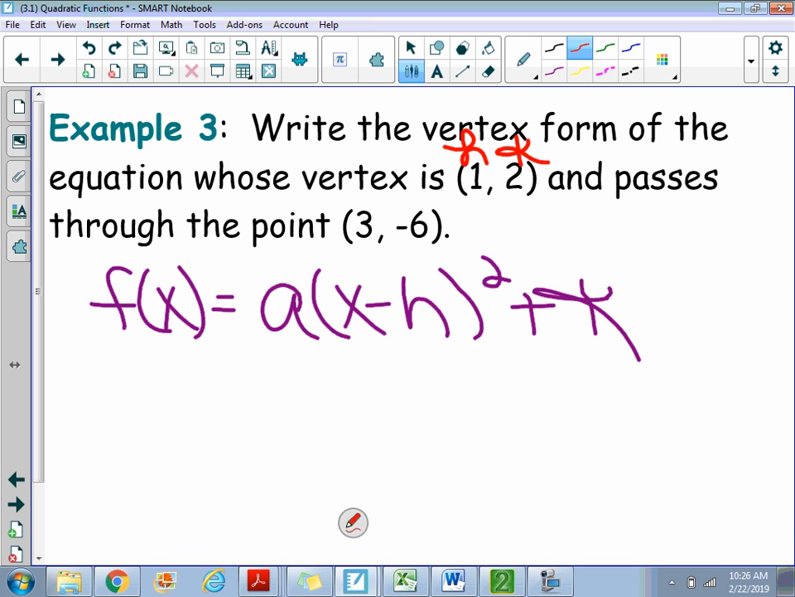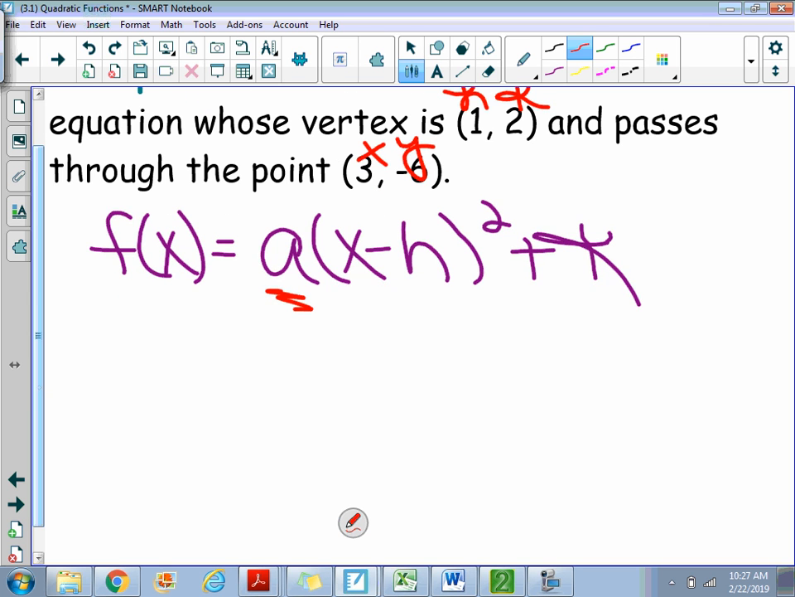What are these 2 points? They're x's and y's, right? It's a coordinate pair that's on that parabola. So I can fill in h and k and x and y, and the only thing I'm missing is a. That's the only thing you really have to solve for to write the equation.